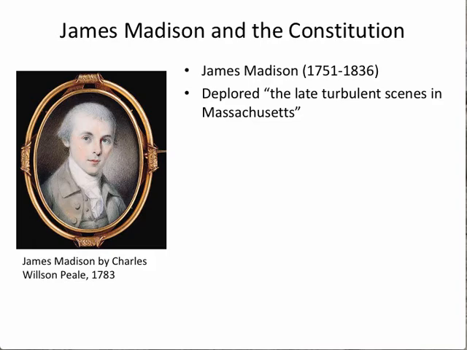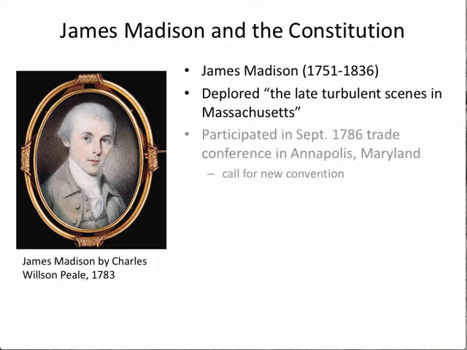Well, Madison wrote to one of his friends that he deplored, that is, he hated, quote, the late turbulent scenes in Massachusetts, end quote. Madison was afraid that Shays' Rebellion was a sign that the new nation was coming apart before it had even really gotten started. And so he began to think about ways to fix the problems with the Articles of Confederation.